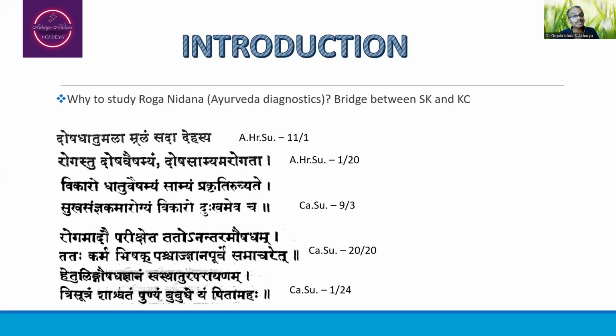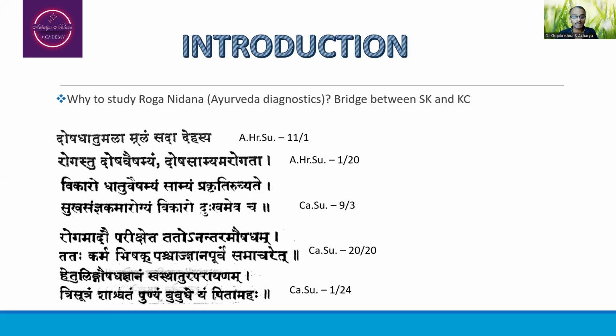By looking at all these different parameters, we come to a conclusion that the person is suffering from this particular disease. Then, if you give the appropriate line of treatment, whatever success you achieve will not be accidental, it will be certain.